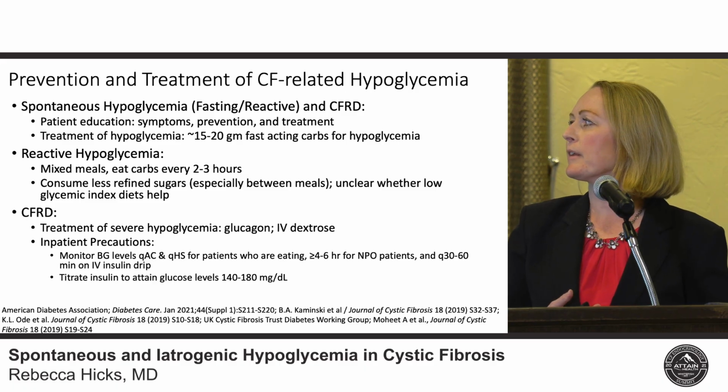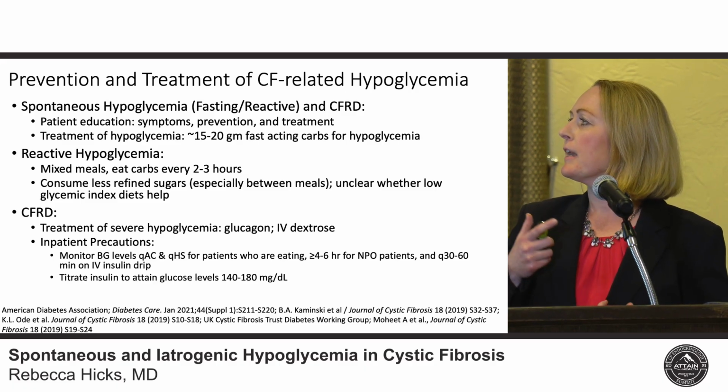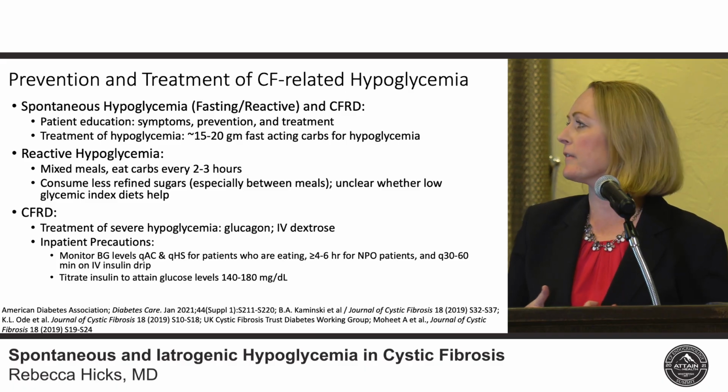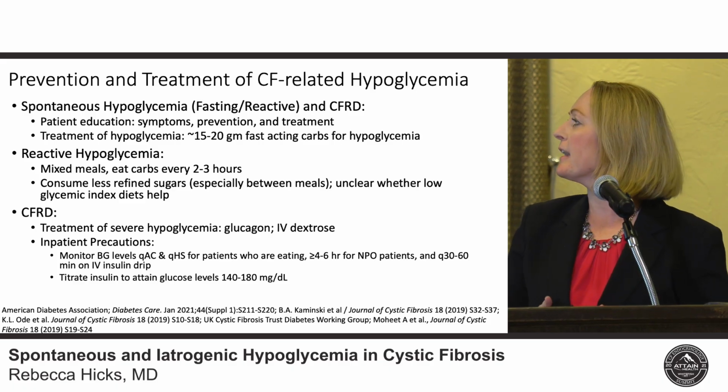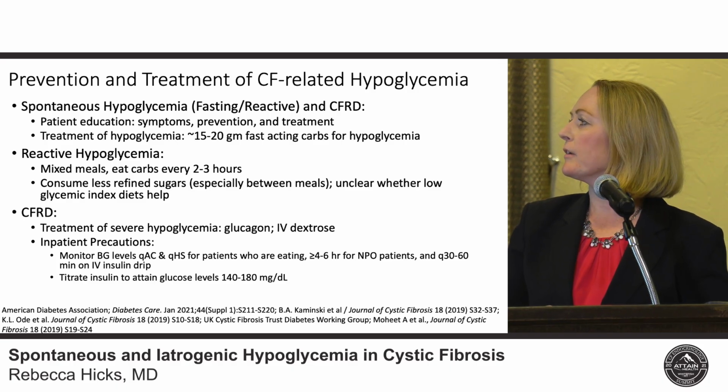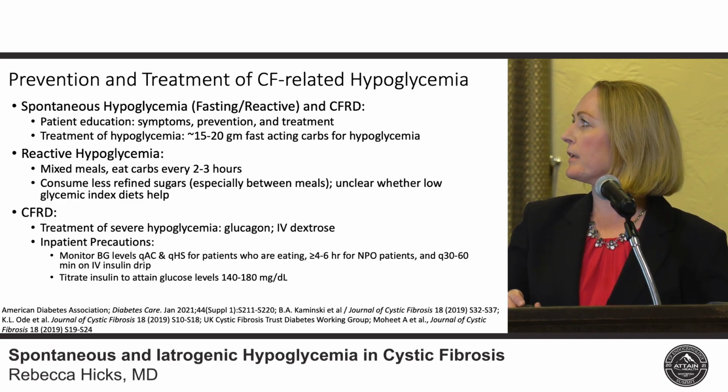For severe hypoglycemia, glucagon and IV dextrose. Inpatient precautions based on American Diabetes Association standards of care are to monitor blood glucose levels before meals and bedtime. You can do up to 7 times a day, every 4 to 6 hours for NPO, and every 30 to 60 minutes on an IV insulin drip, and to aim for glucose levels between 140 to 180.